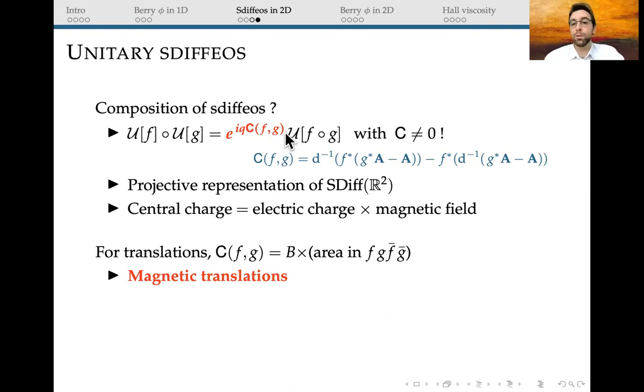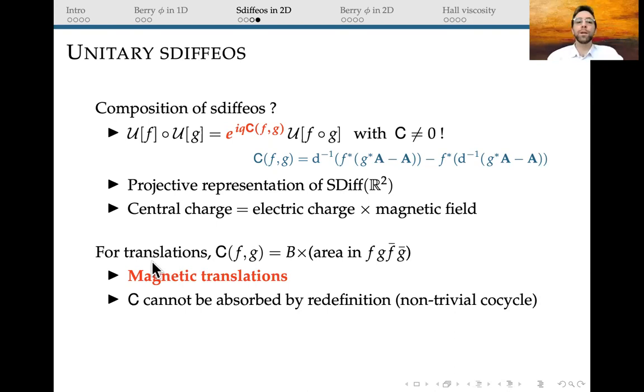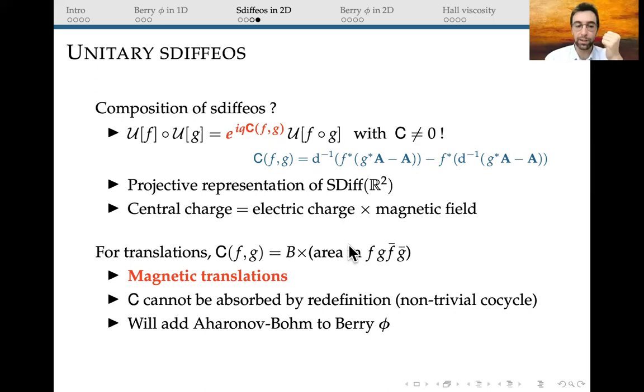In particular, because the extension of magnetic translations is a Heisenberg central extension, we now know that there is no way to absorb this extension C by some redefinition. In other words, you might have thought that just multiplying these operators U by some phase would remove the factor C. Well, that turns out not to be the case. There is no way to remove the factor C. And in particular, C really has physical effects. In fact, we're going to see eventually that it is really this cocycle C that will add an Aharonov-Bohm phase to the Berry phase. So it's very important, in fact, to keep it in mind.